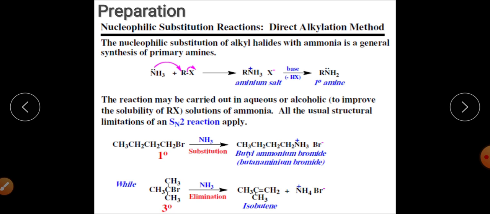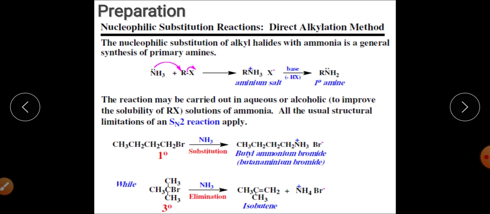In this method we use an alcoholic or aqueous solution of ammonia, and that solution is allowed to react with the alkyl halide. The mechanism of this reaction is SN2, that is, nucleophilic substitution bimolecular, in which the lone pair of nitrogen will react with this R group which has a halogen attached to it.